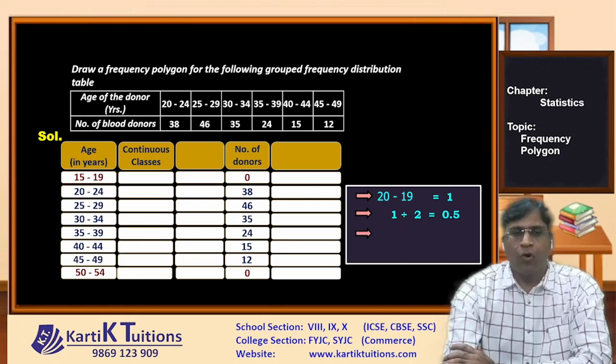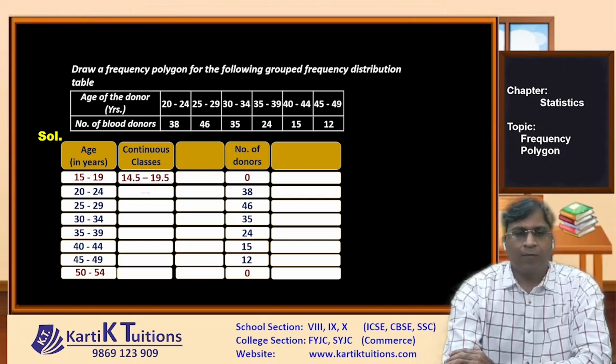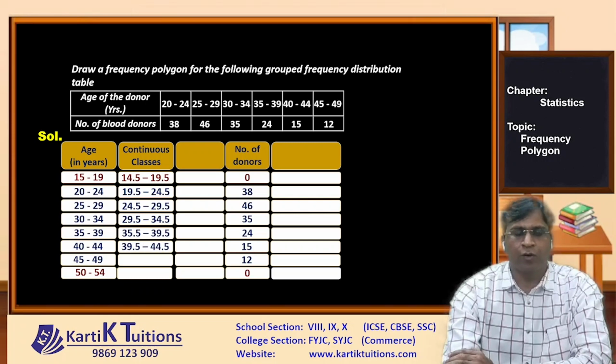Now this value has to be subtracted from lower limits and has to be added to upper limits. So now 15 minus 0.5 will give us 14.5 and 19 plus 0.5 will give us 19.5. So this is our first class. Same way you will get the other classes. I am sure by now you must be comfortable with this, so I will not waste your time on this.